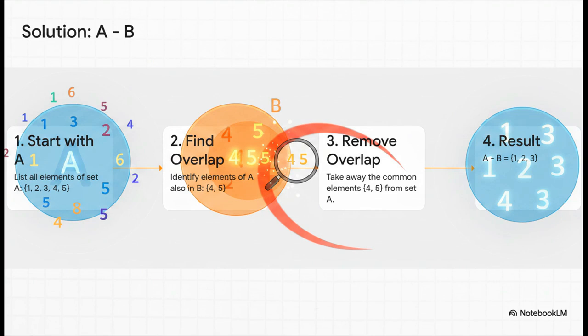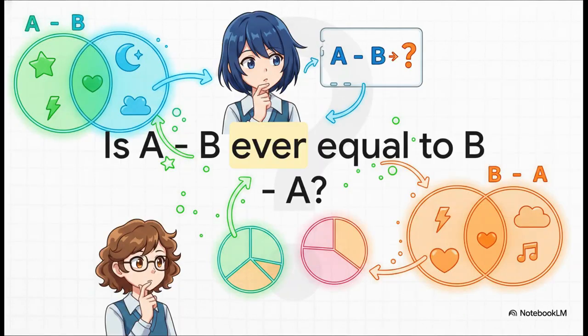Step 1, we start with set A. That's the numbers 1, 2, 3, 4, and 5. Step 2, we look for the overlap. Which numbers from A are also in B? It's 4 and 5. Step 3, we take those overlapping numbers and remove them from A. So we cross out the 4, we cross out the 5. And what's left? Just 1, 2, and 3. And that's our answer. And there you have it.